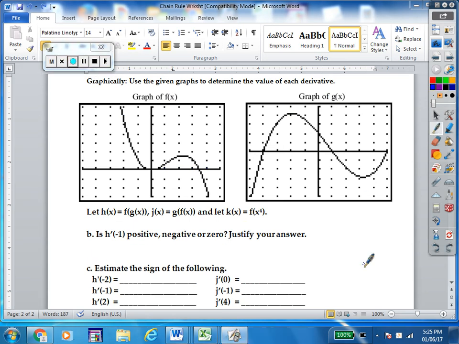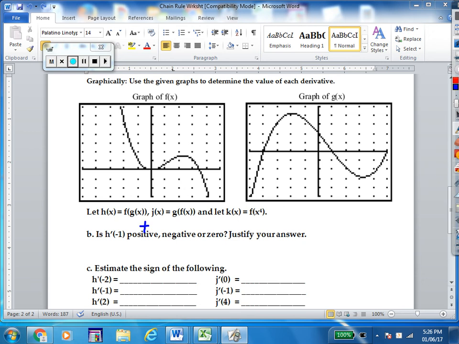So I have here letter B says, is h prime at -1 positive, negative, or 0? And I want you to notice, first of all, they're not asking you for an actual numerical answer. They just want to know if this is going to be positive, negative, or 0. And so we're going to start with h of x. H of x itself is defined right up here as the composite function f of g of x.